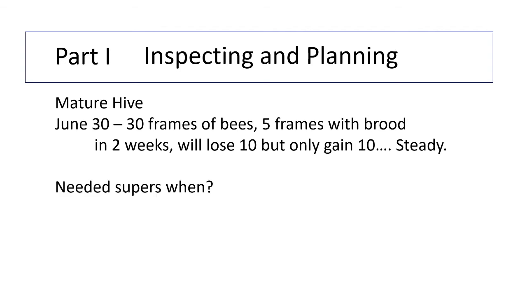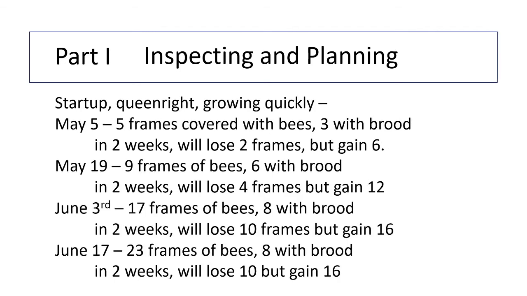Okay, so when would you have needed supers? Clearly June 30th is too late. All right, let's review. On May, clearly they're just going to be in 1 deep. And by the time you get to May 19th, they're at 9 frames of bees, they have brood. Oh, you better put on a box. By the time you get to June 3rd, you see those 17, they're filling up the 2 boxes. They got brood coming on. Oh yeah, this is when you put the super on, June 3rd. They may not even start to make honey until after this span, when they really start to be big enough to occupy. Well, they're barely big enough to occupy 2 deeps and a little bit into the supers.